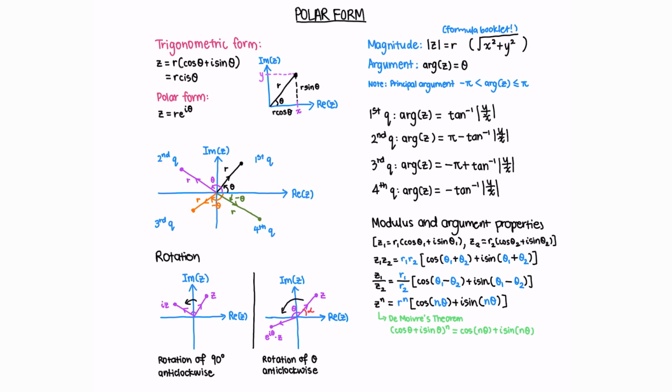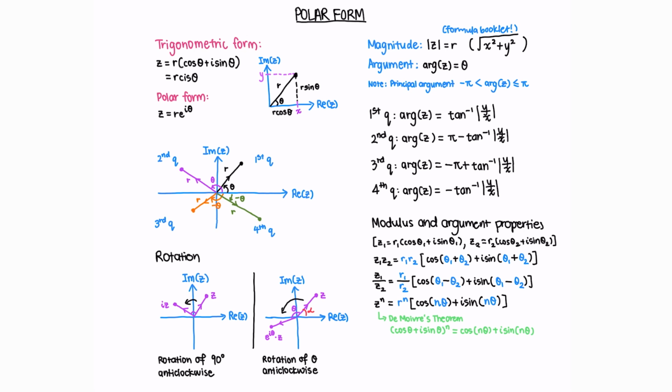Similarly, if we take z1 over z2, the magnitude just becomes r1 over r2. We're just dividing this by this. And remember what we did for the exponent, this will look something like e to the power of i theta 1 divided by e to the power of i theta 2. You can tell by this that your argument will be theta 1 minus theta 2. That's why, in a similar vein, you get theta 1 minus theta 2 as your new argument. These are really, really important, so please remember them. And finally, to the most important one.